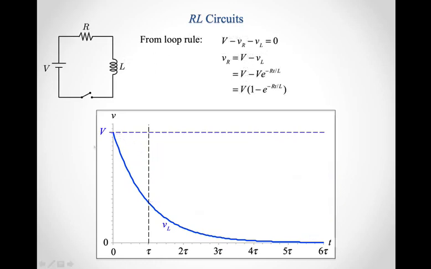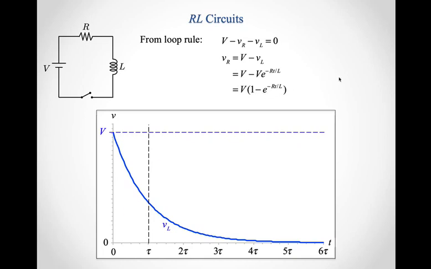Well, from my loop rule, again, once I get past T equals 0, now there is current in my circuit, so I can calculate out what the voltage across the resistor is. It's just going to be the voltage of the battery minus the voltage drop across the inductor. And we just said that that's got to be V times e to the minus RT over L. And so when I plug that in, I get that the voltage drop across the resistor is the voltage of the battery times 1 minus e to the minus RT over L.